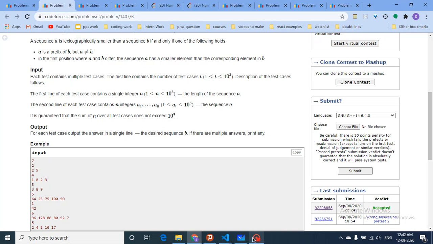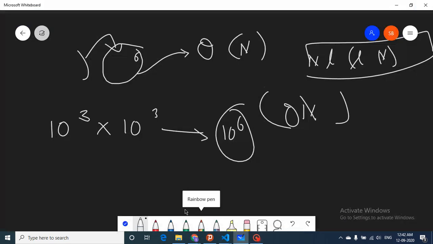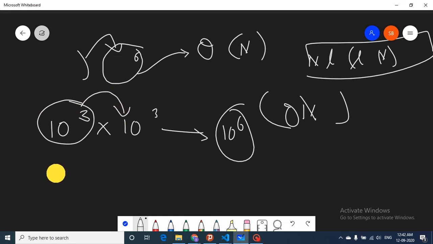What does this mean? It will not happen that over all the test cases you get both 10 to the power 3 cases and large n. It can happen that if you get one test case, then you might get n equal to 10 to the power 3, and if you get 10 to the power 3 test cases, then n is only up to 1. Okay, that's the thing you have to understand.